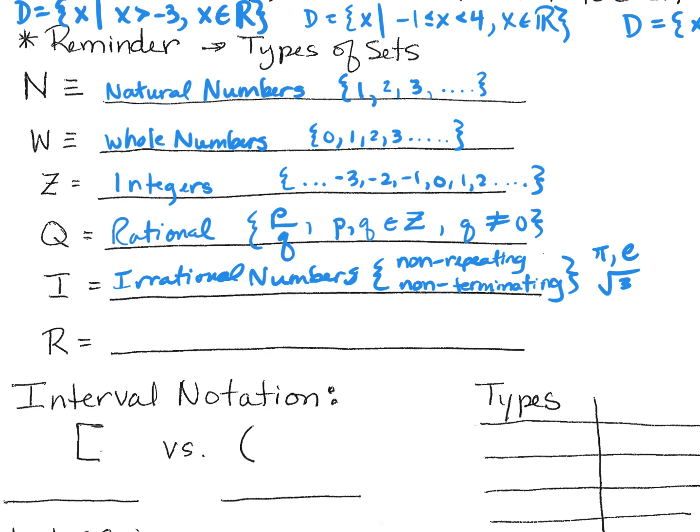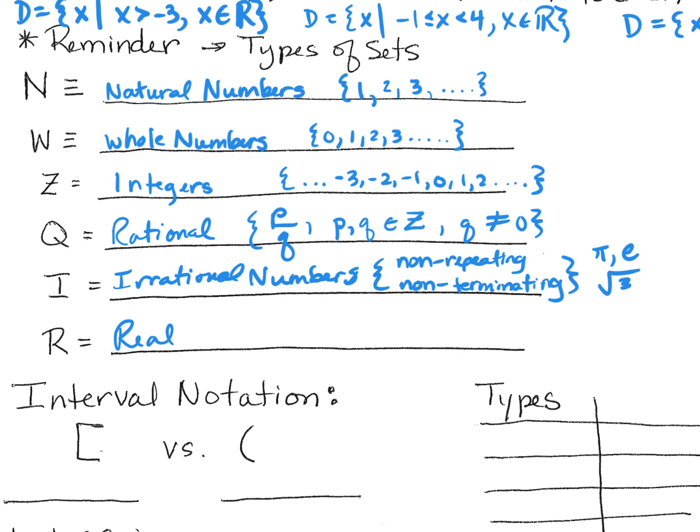And R is what set? Reals. They are the real numbers, okay? That is any number that can be written as a decimal. That includes every single number that's in the sets below it, okay?